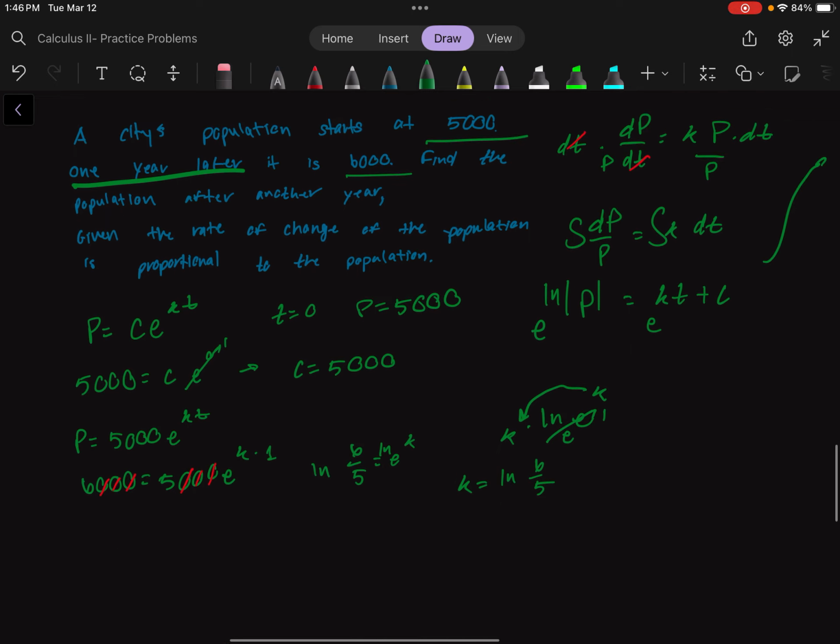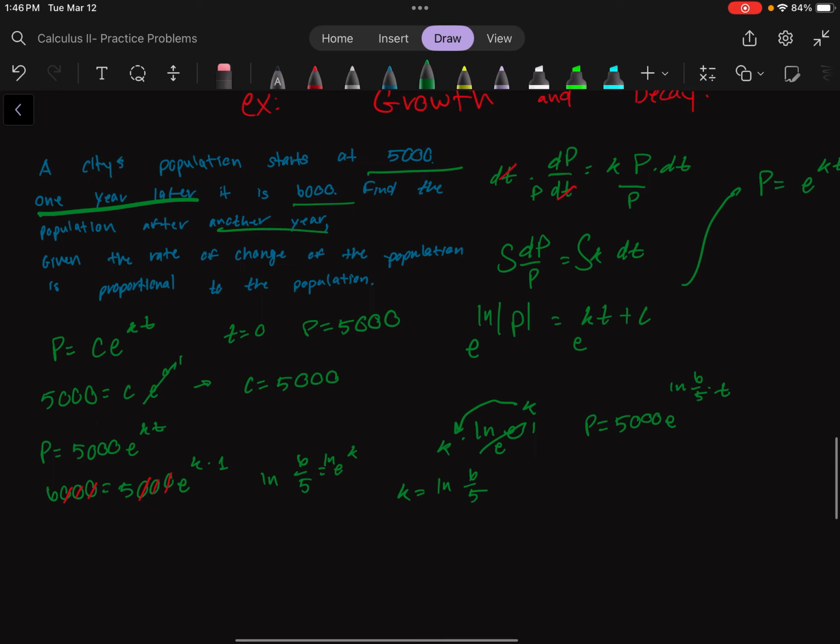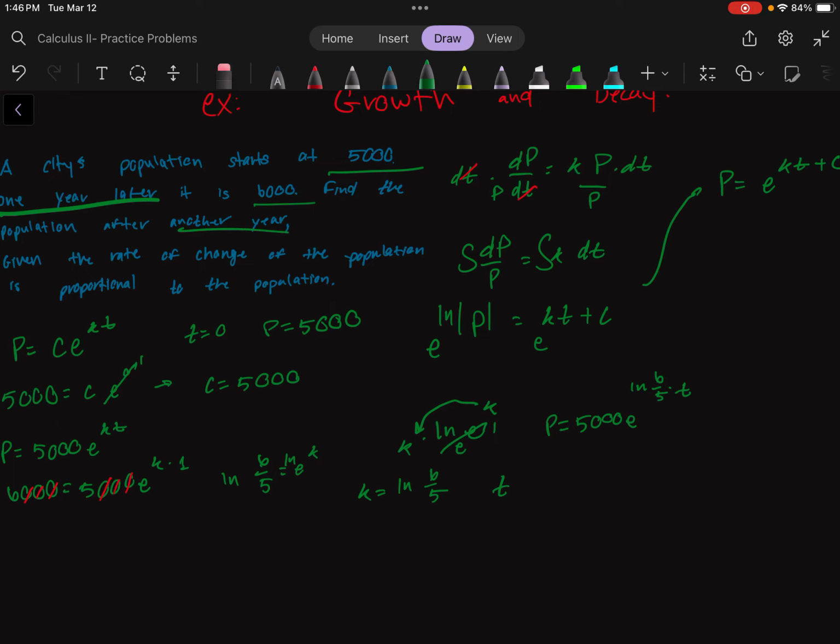So let's plug that back into our formula. We have P equals C, which is 5,000, e to the k times t. And they want us to figure out the population after another year. So this part really isn't calculus, right? We did this in many classes ago. But the differential equation part is where the calculus comes in. So let's plug in. After another year, we're now at year 2, which means t equals 2. So when t equals 2, what is P?